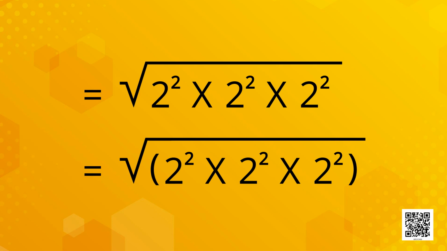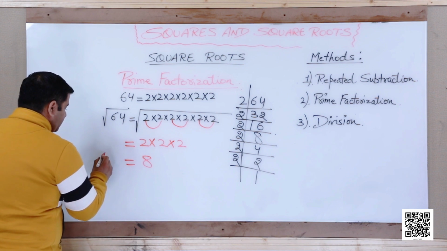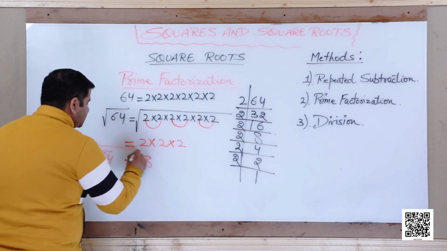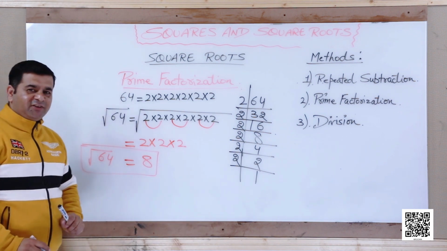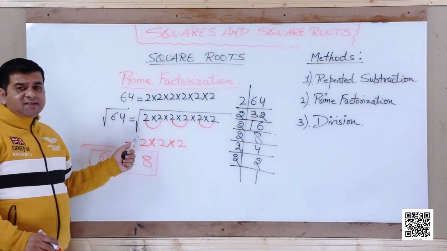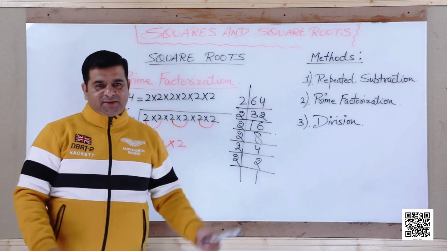So students, when we open this bracket, this whole square will cancel with the root and we will be left with 2 multiplied by 2 multiplied by 2. And we get 2 times 2 is 4 and 4 times 2 is 8. So what do we get? The square root of 64 is 8. So this is the prime factorization method for finding square roots of numbers.